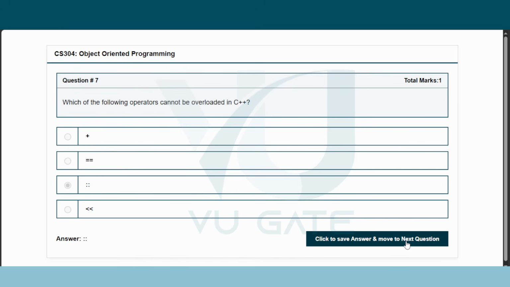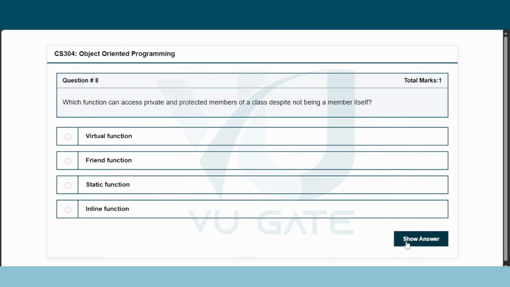Now for question number 8. Which function can access private and protected members of a class despite not being a member itself? The correct answer is friend function. Let's move to the 9th question. In C++, the default access specifier for class members is blank. The correct answer is private.